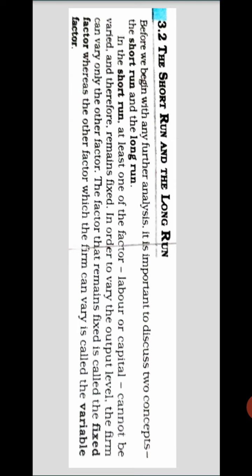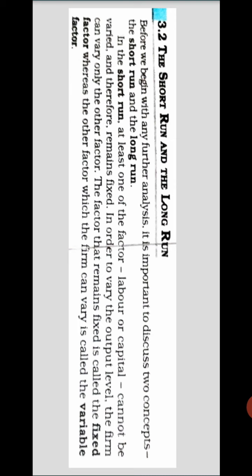If you change the size of the land, what happens? The neighbors whose land you are acquiring will file a case against you. You have to go through the legal process, or else they will blame you for that. If you capture government property, then the government takes action against you. That's why in the short run, the land which you have will remain constant. That's why we call it a fixed factor. Fixed factor means which is not at all going to be changed. Example, 1 acre of land that you have at present.